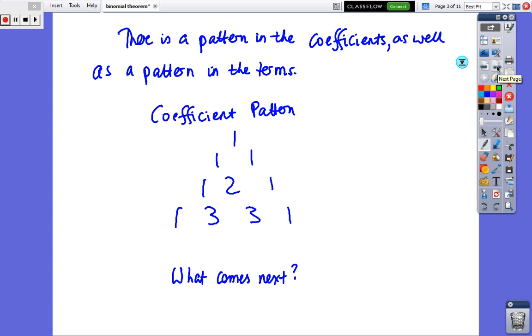So what we're doing is looking for a pattern in the coefficients as well as a pattern in the terms. So far, the first one was a 1, the next one was 1, 1, then 1, 2, 1, then 1, 3, 3, 1. We're just looking at the coefficients. What comes next? Stop it, talk to a friend, see if you can work out the next line, and then come back live. It starts with a 1, ends with a 1, and hopefully you would have seen 2 plus 1 is 3, 2 plus 1 is 3, so the next numbers are 4, 6, 4, 1. That's the pattern.